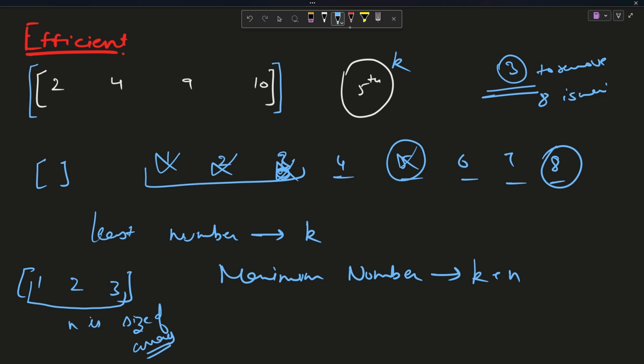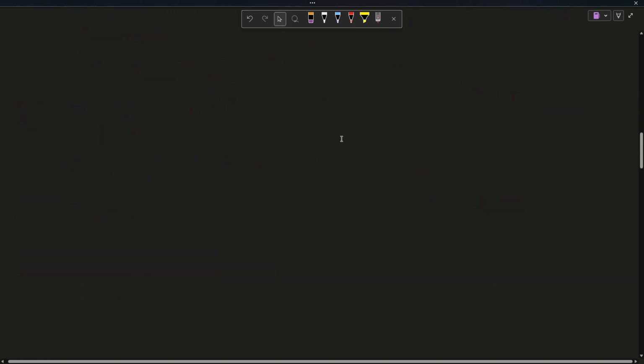So that is, I say the maximum number is k plus n. Maximum number is k plus n. Okay. Now can I draw any inference?